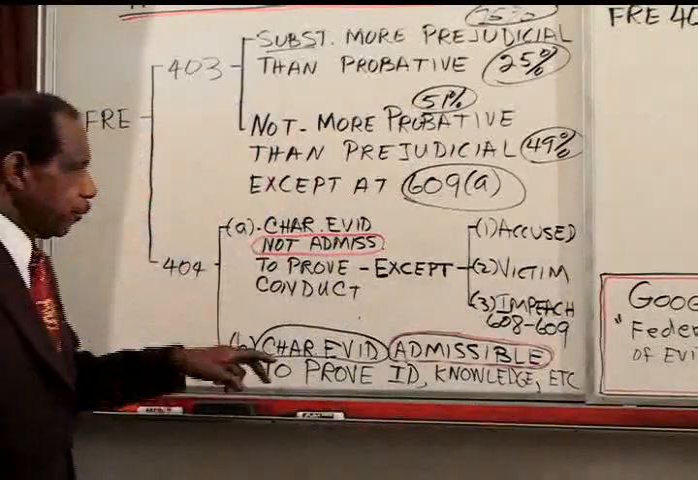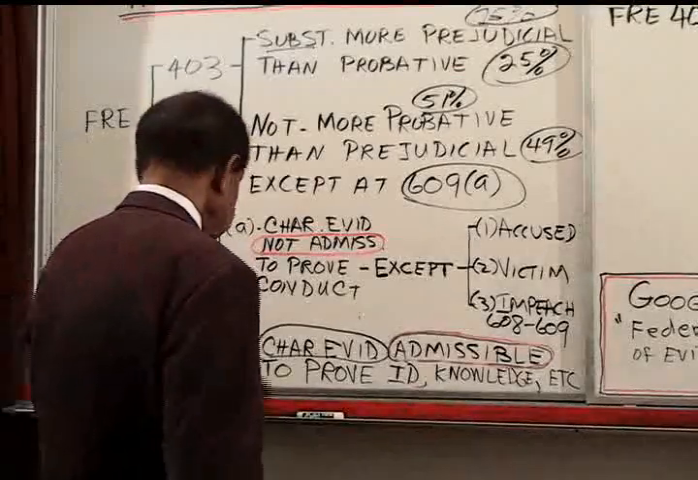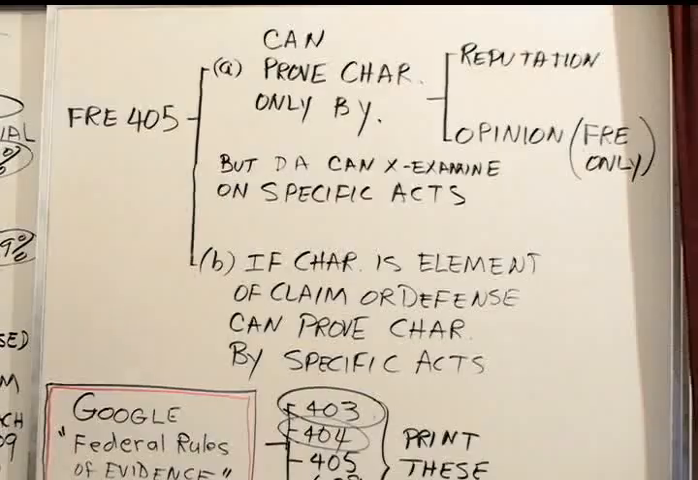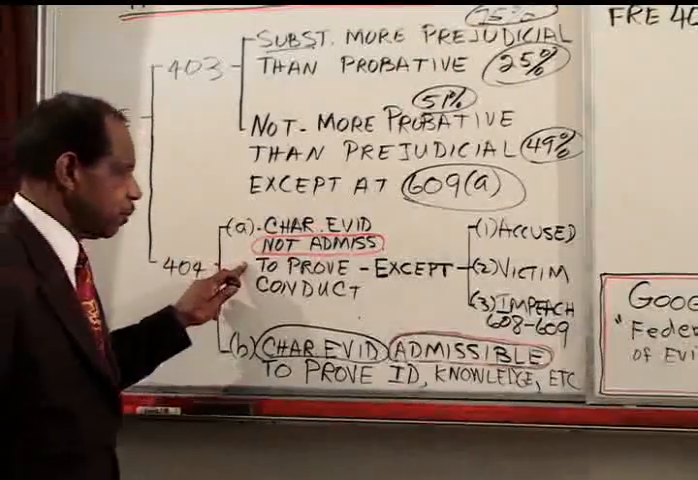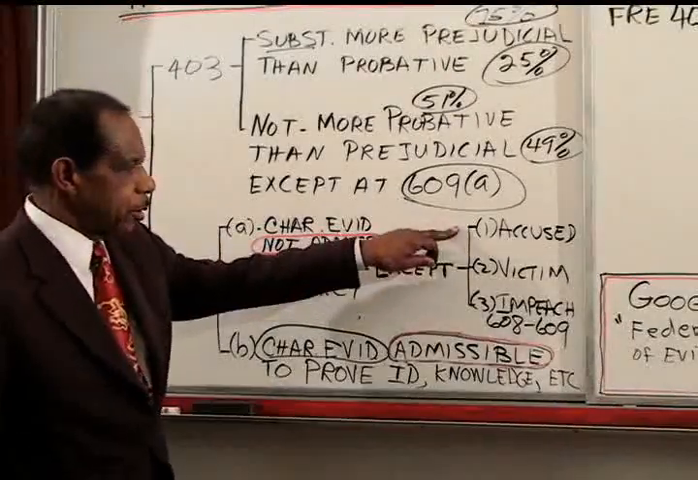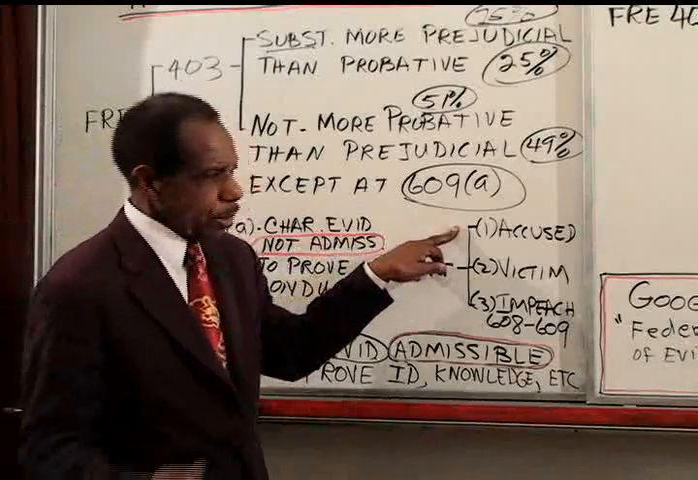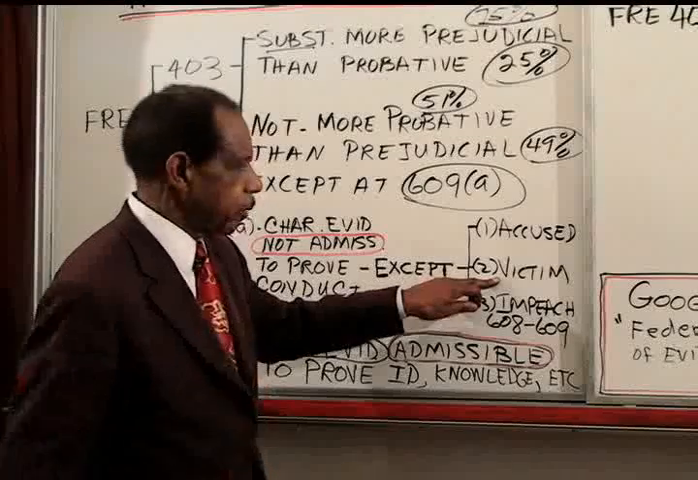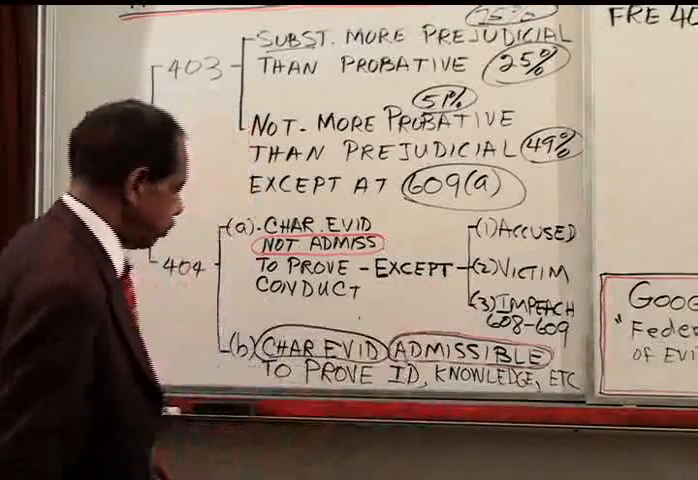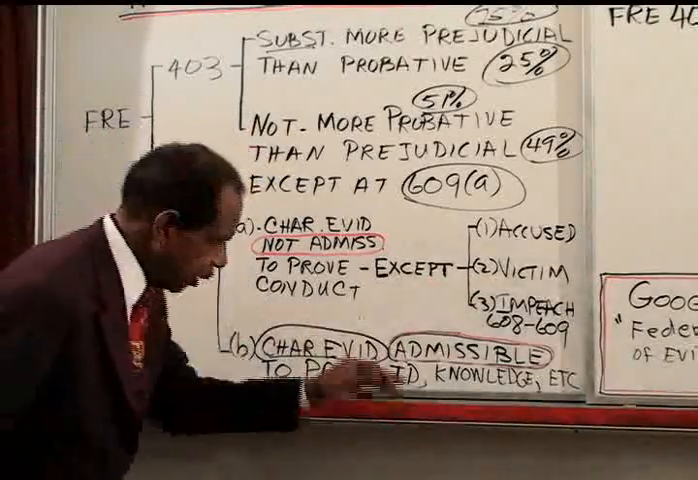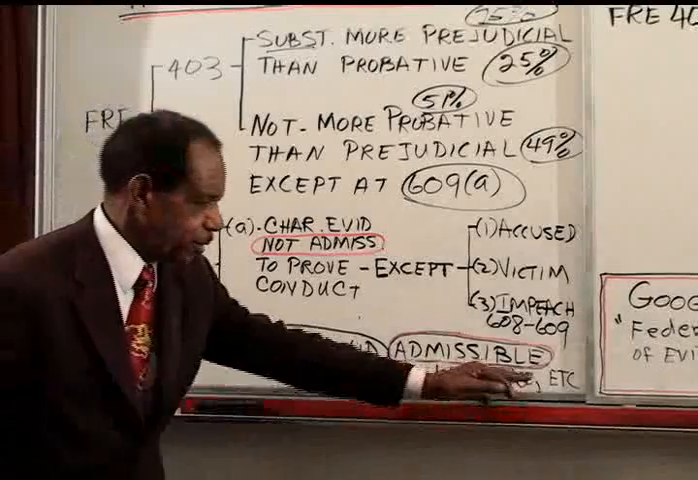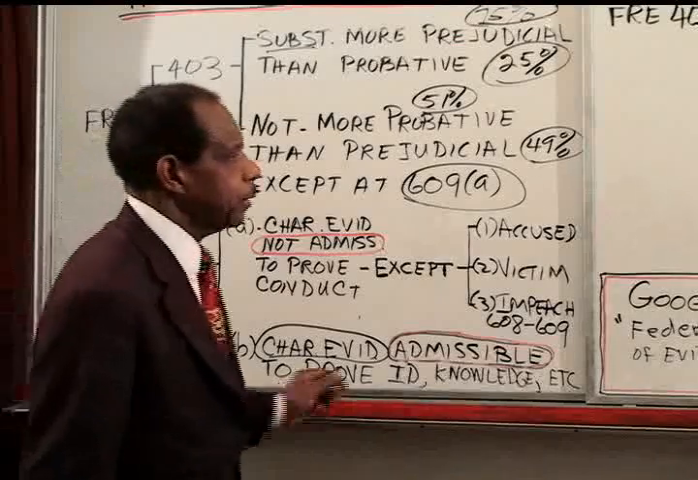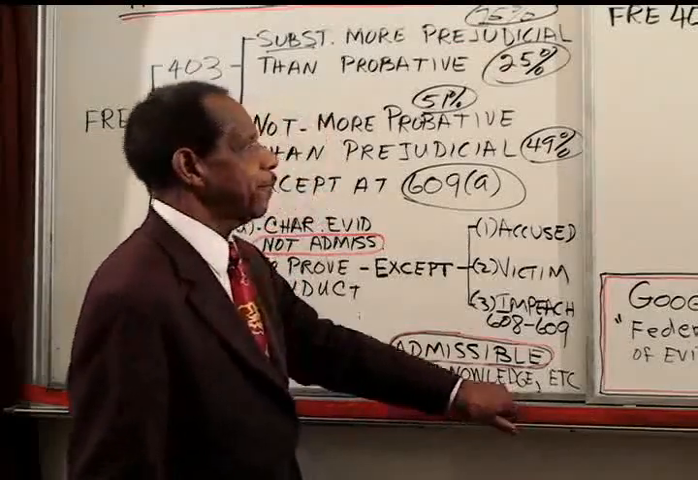So that's how 404 is handled. 404 is the one that says this is the basic rule: no character evidence to prove conduct. With these exceptions, the accused can put on their own good conduct, in which case the DA gets to rebut. You can put on the victim's conduct, the DA gets to rebut, and to impeach. And then finally, 404B says you can use character evidence to prove this other stuff, which is not conduct, but other things. So that's how 404 is handled, and that brings us next to 405.